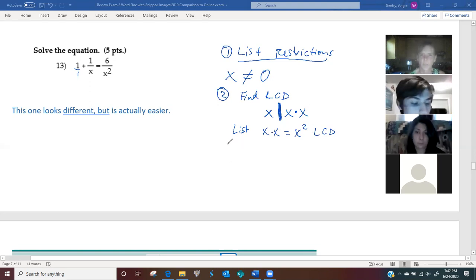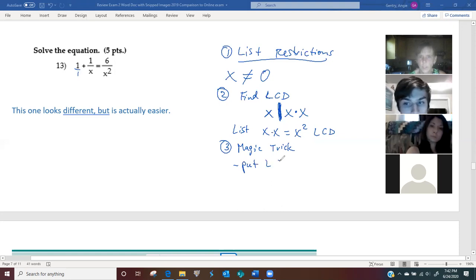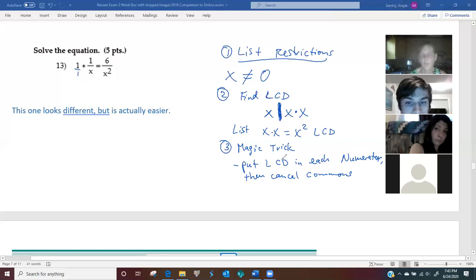So now you're going to use the magic trick. Or in the book, it'll show it, it's the same thing. Sometimes they show it like this, and they put an x squared here. I don't like doing that. I like showing each individual piece. So we're going to do the magic trick, or make fractions disappear. So what do you do? You put the LCD in each numerator. This will help you not cancel the wrong way. And then cancel commons, right? And then your fractions will automatically disappear.